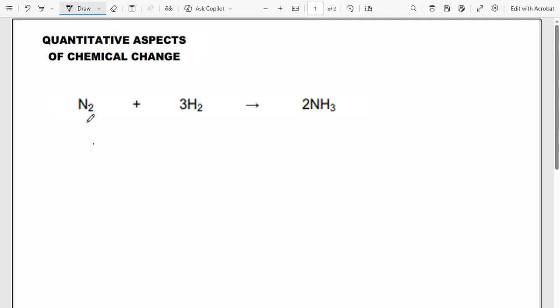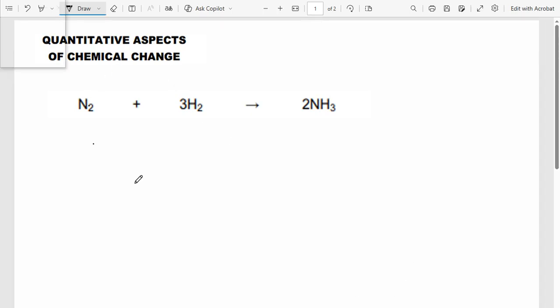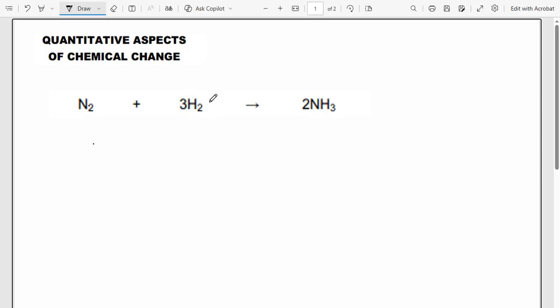So I just want to do a quick example, an introduction on the quantitative aspect of chemical change. In grade 10, if you still remember, we looked at different types of chemical reactions. We'll definitely work through these reactions when we continue in the upcoming lessons.